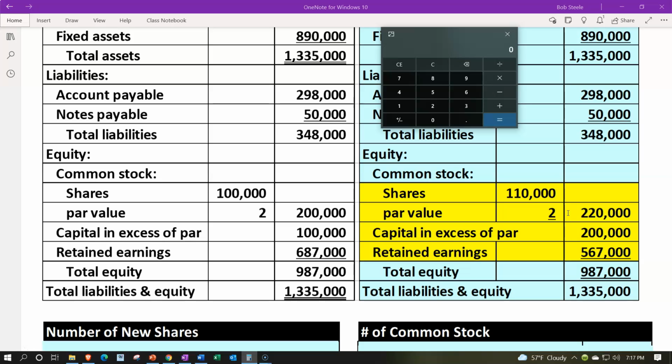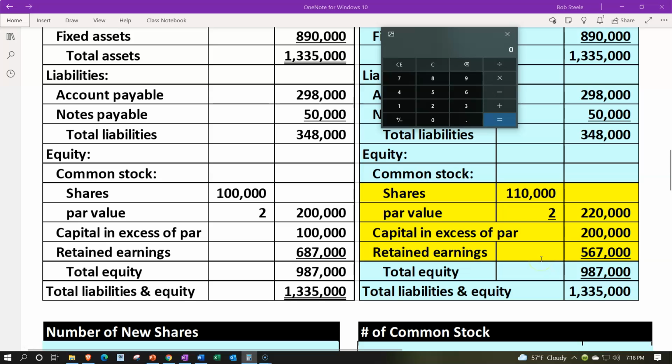But before we do, remember that the end result is much the same, meaning the total equity, if you think of equity as a whole, doesn't change. We haven't done anything. We're going to keep that the same, and therefore we're not going to be changing liabilities or assets. We're going to be changing the internal components of the equity section, including the shares, of course, that will be outstanding, as well as the capital in excess of par and the retained earnings.